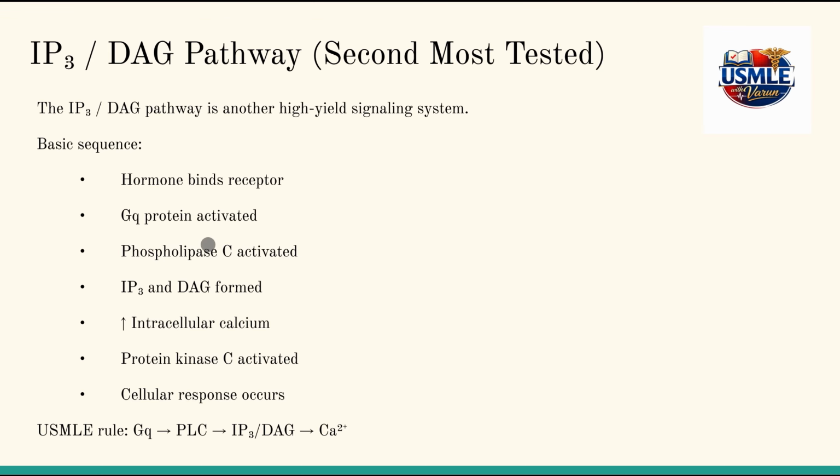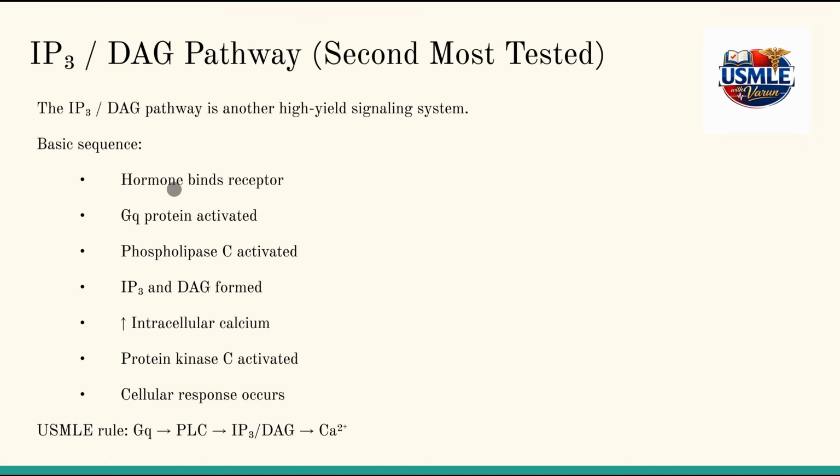So activation of phospholipase C leads to increased intracellular calcium, and this in turn leads to activation of protein kinase C. So now let's look at the basic sequence once again.